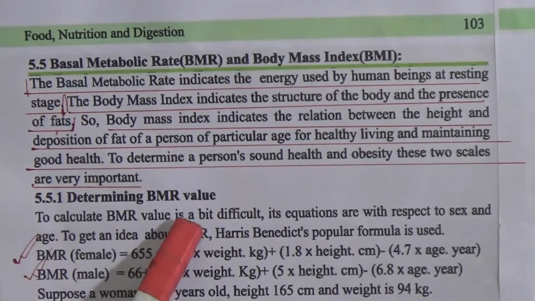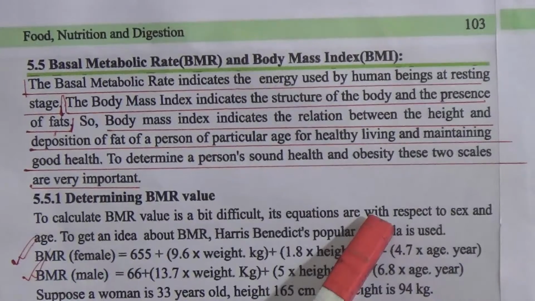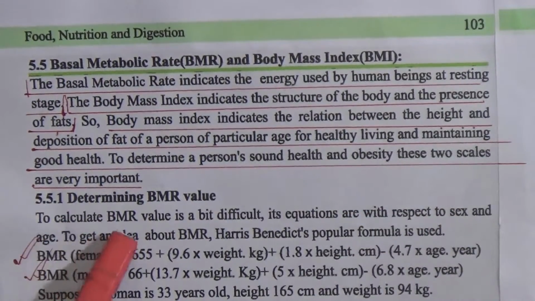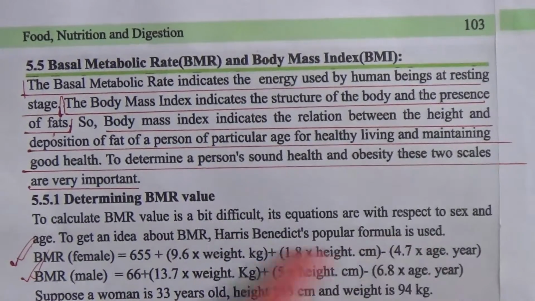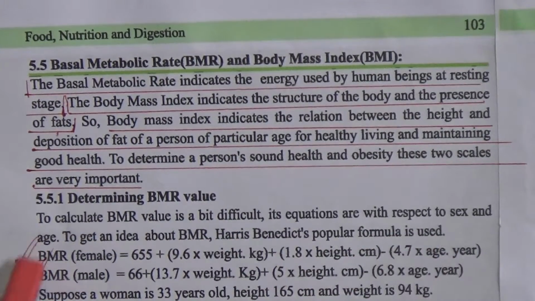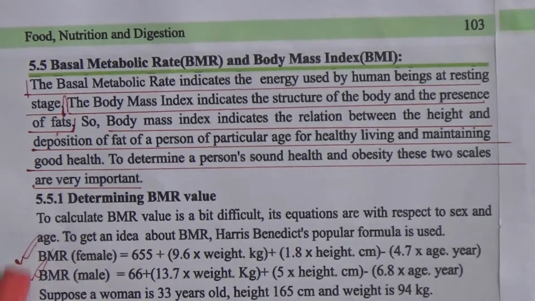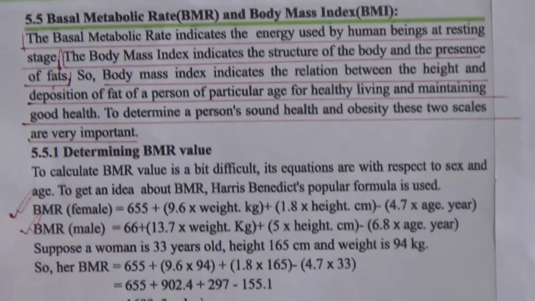Calculating the BMR value is a little bit difficult, as the equations differ with respect to sex and age. To get an idea about the BMR, the popular Harris-Benedict formula is used. That formula shows how to find out the BMR value of a female person and a male person. That is also your homework: you have to learn this and write it down.